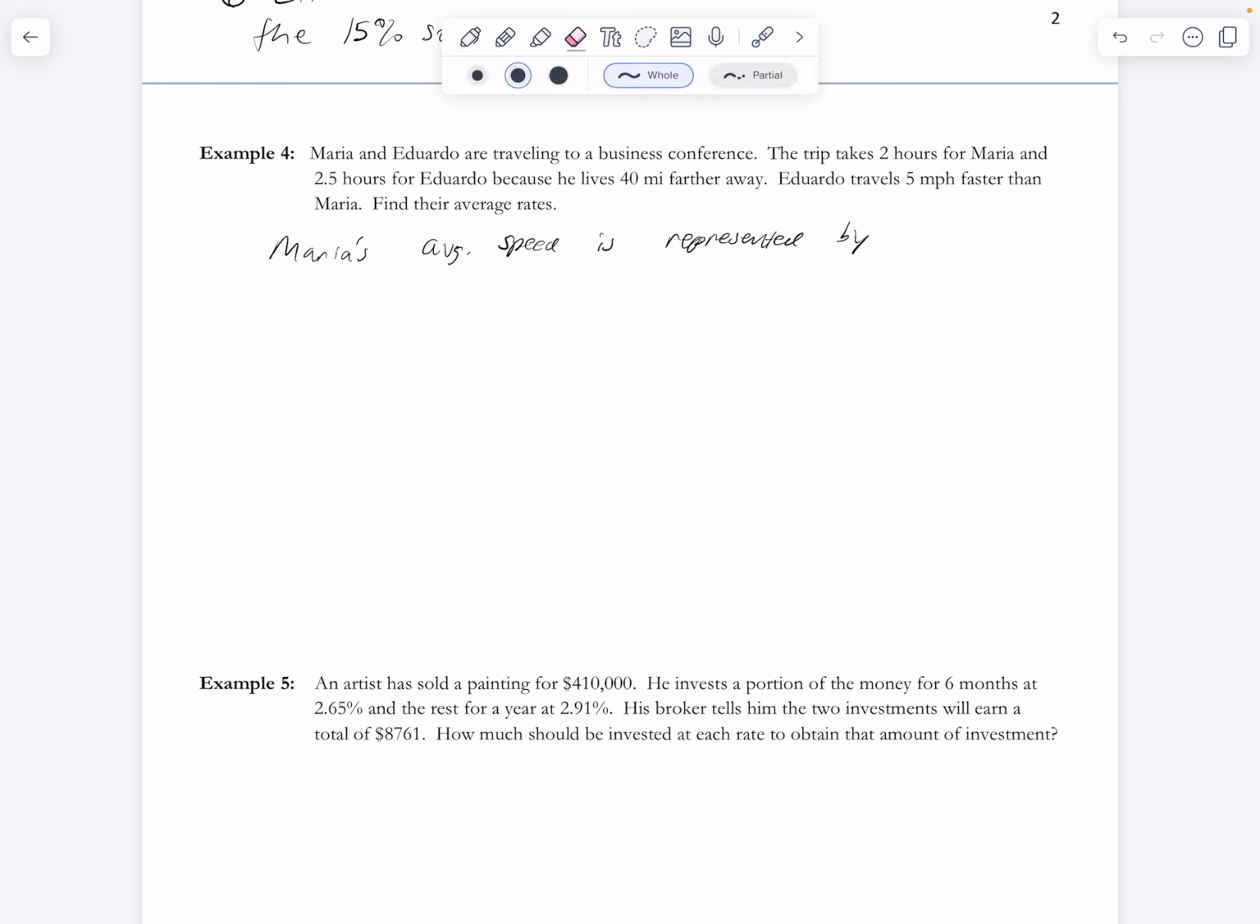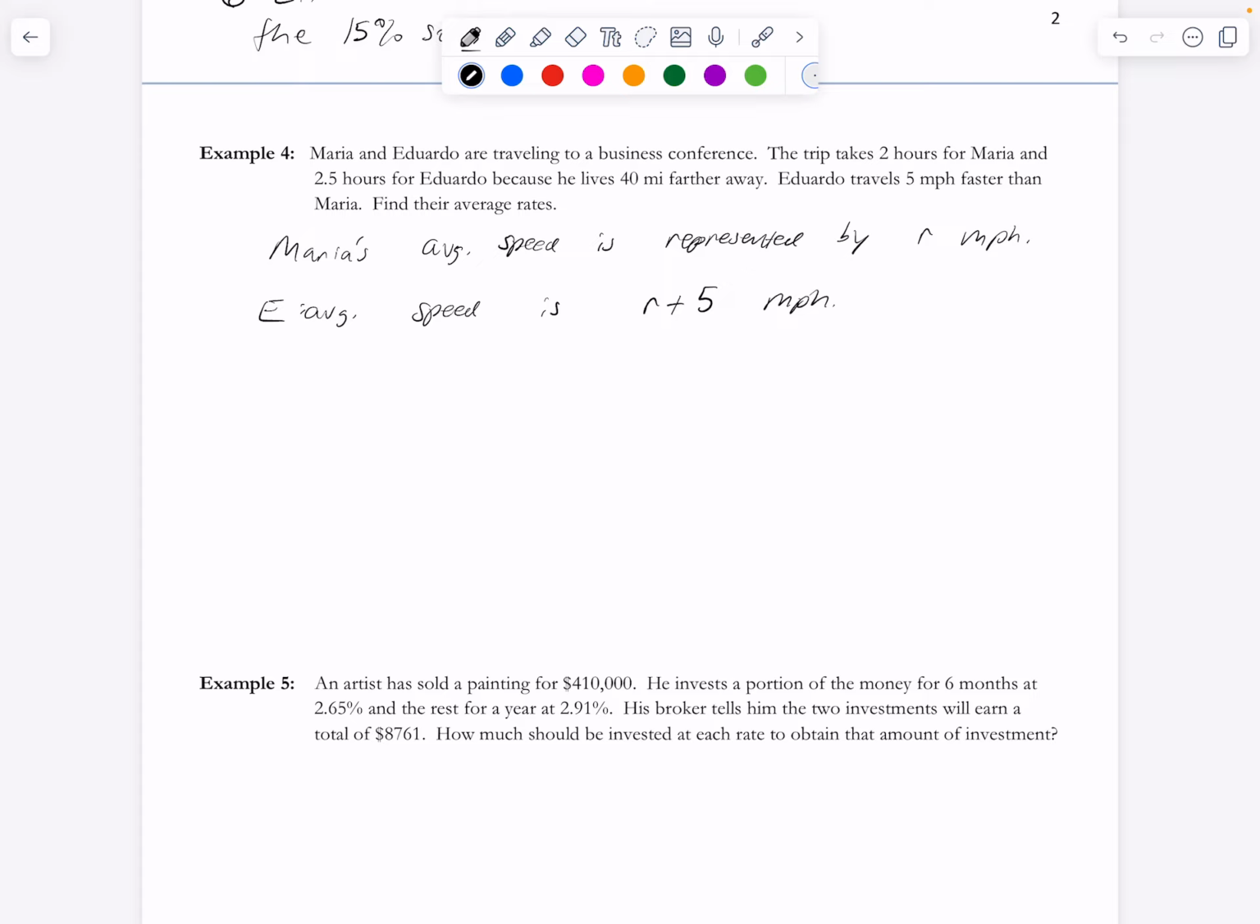Okay, so I'm going to first do Maria's average speed, represented by R miles per hour. And we're saying that Eduardo is traveling 5 miles an hour faster than Maria. So I'm going to say Eduardo's average speed is going to be R plus 5 miles per hour.